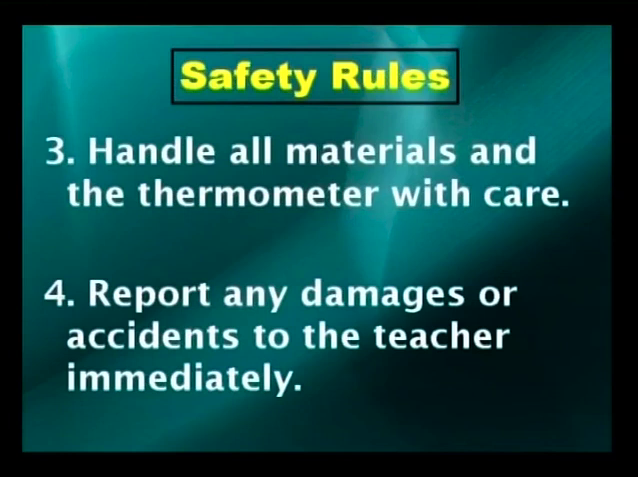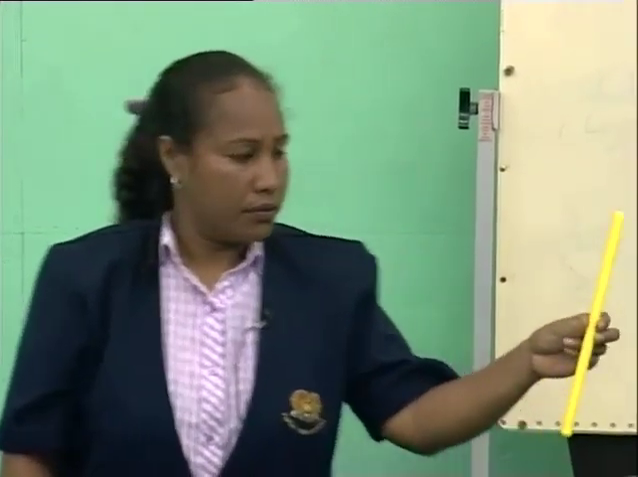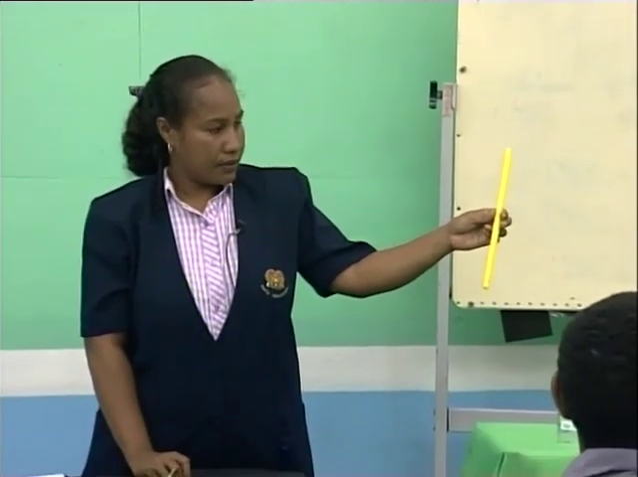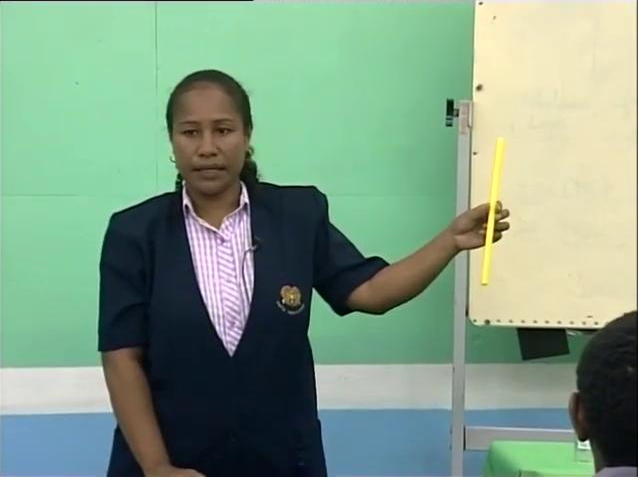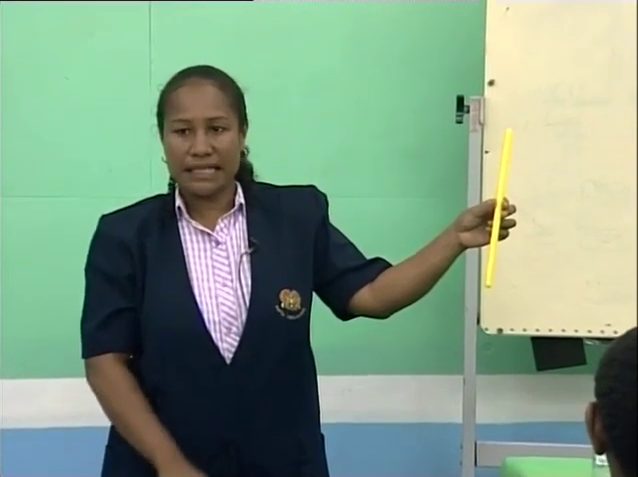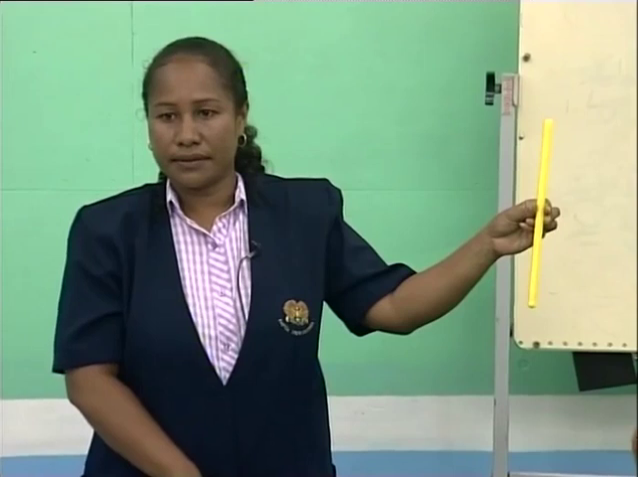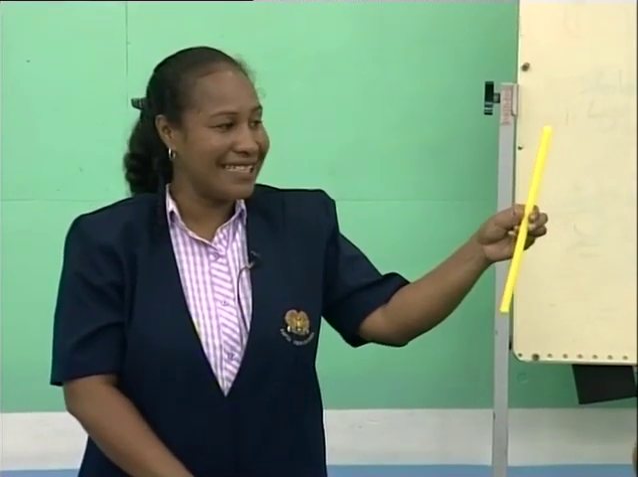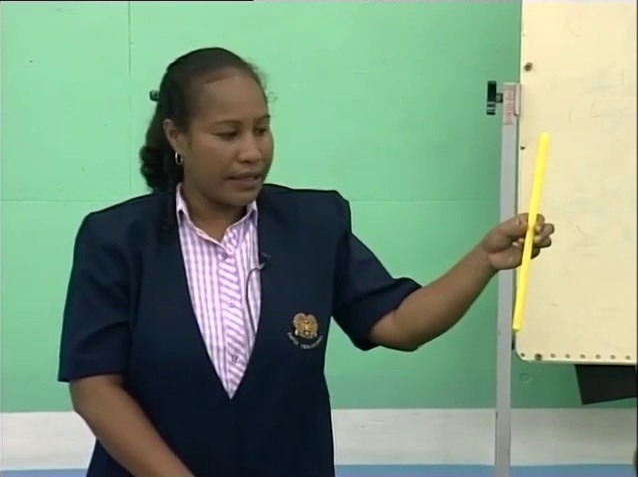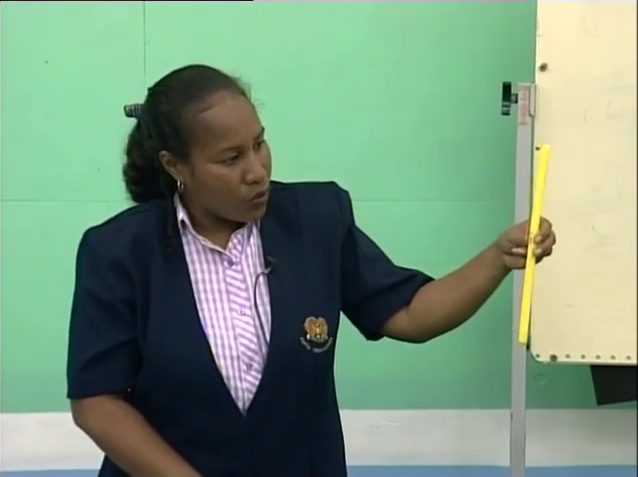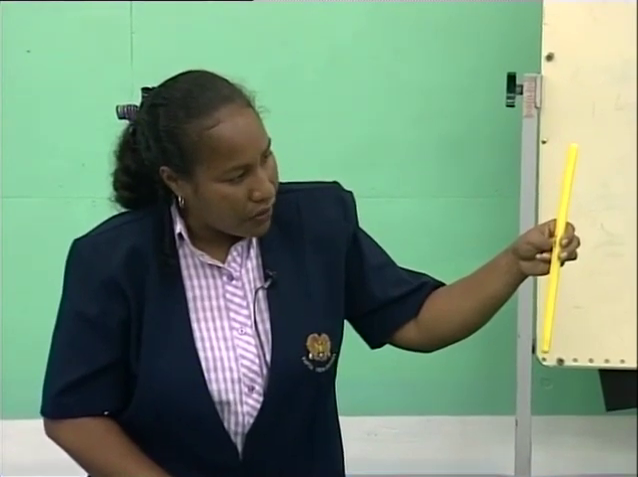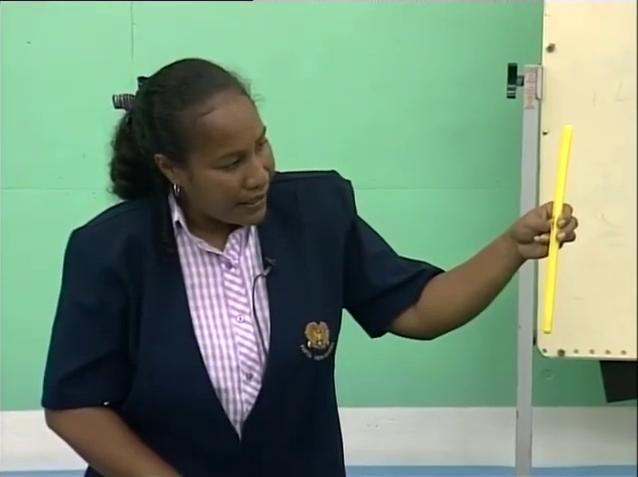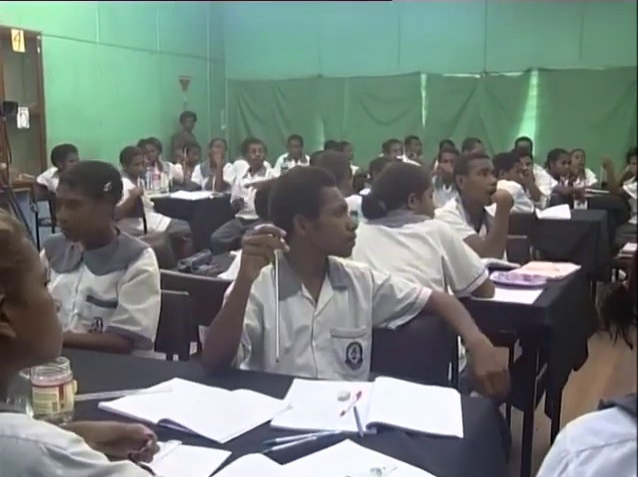Now, right, all looking up here, I am now going to demonstrate to you how to handle a thermometer. Right. This is a thermometer holder, it's in yellow. What is inside the thermometer, class? What is inside this holder? The thermometer. All right. Now, outside this holder, you will see figures 0 to 100 and a little circle and C.